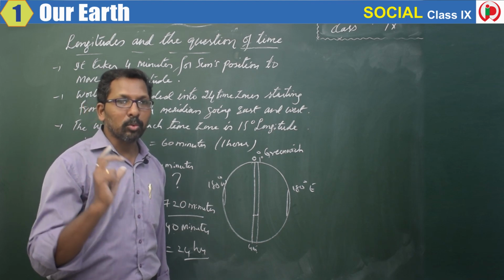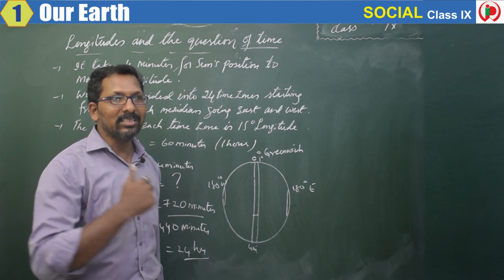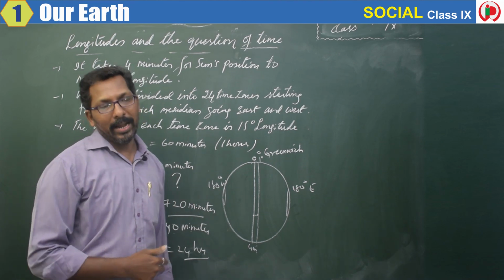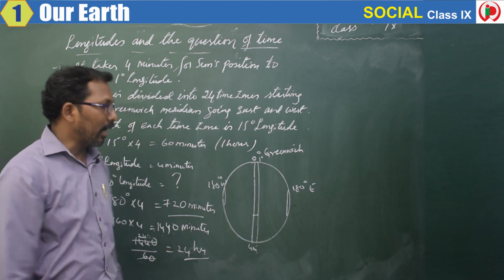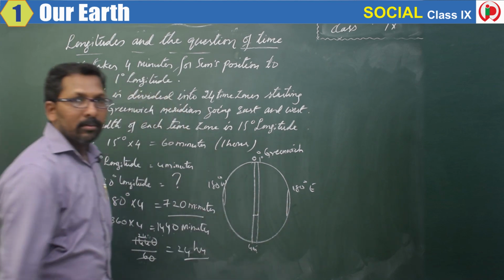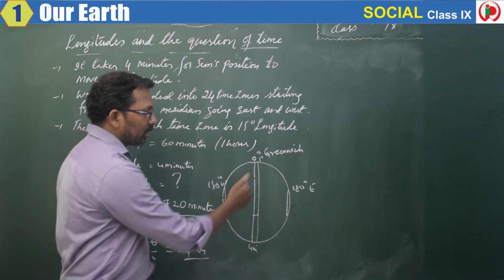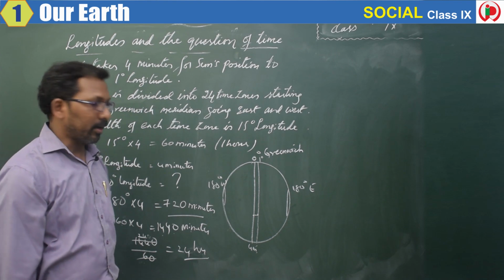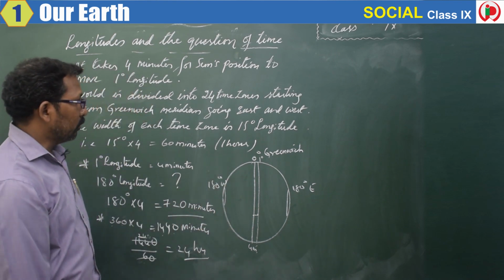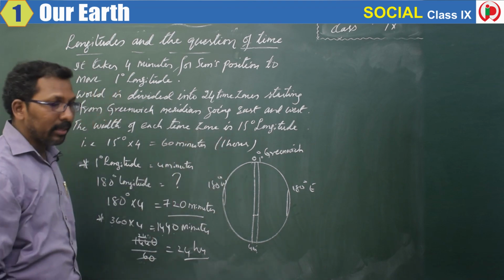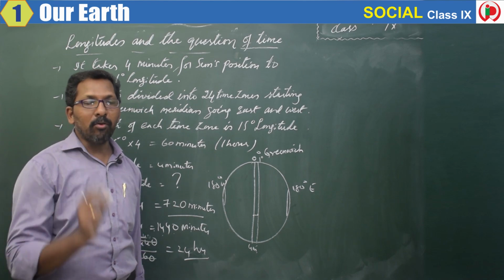Similarly, it takes 24 hours for the sun's rays to fall on the 360 degrees of longitude. So hope you have understood this particular timing, how to calculate for the longitudes, how much time it takes for 1 degree and how much time it takes for 180 degrees of longitude. Next, you say that this world is divided into 24 time zones.